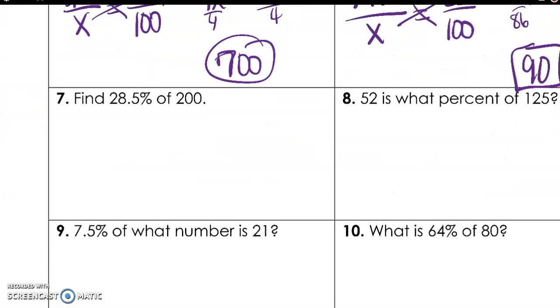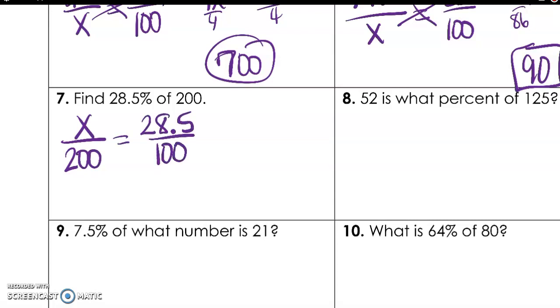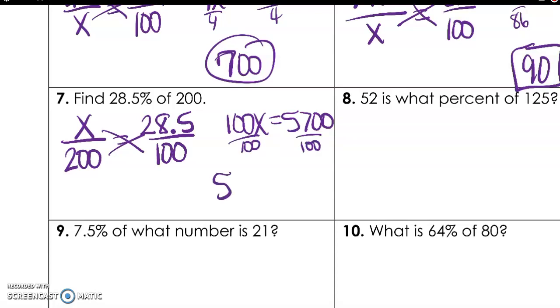Number 7, find 28.5% of 200. So we have our percent and we have our of. We don't know our is. So x over 200 equals 28.5 over 100. 100x equals 5,700. Divide by 100, and we get 57.